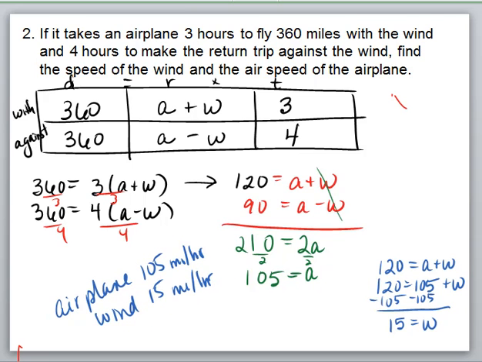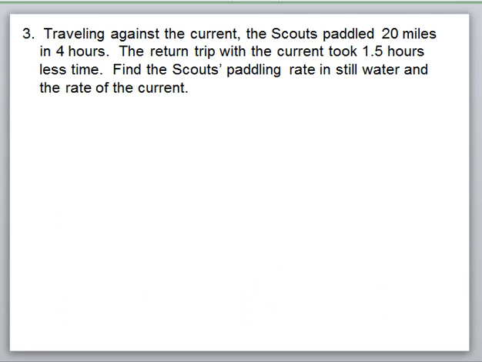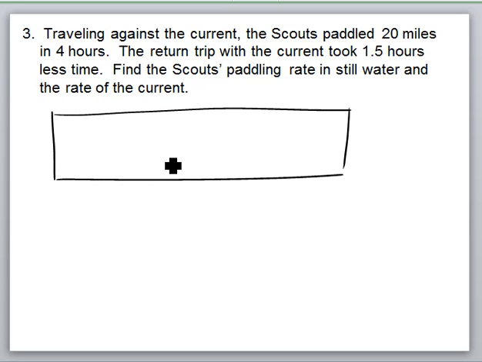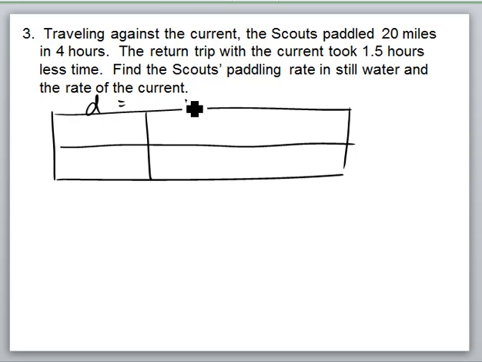So one more of these examples. Again, I'm going to go ahead and create that chart. I like the charts for the distance, rate, time problems that you guys are going to be working with. This one traveling against the current, so we've got against the current, and we've got with the current. Against the current, the scouts paddled 20 miles in 4 hours, so the distance was 20 and the time was 4 hours.